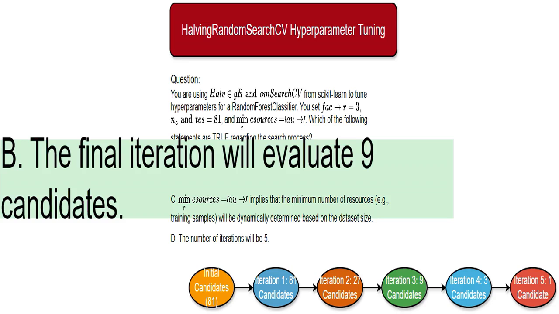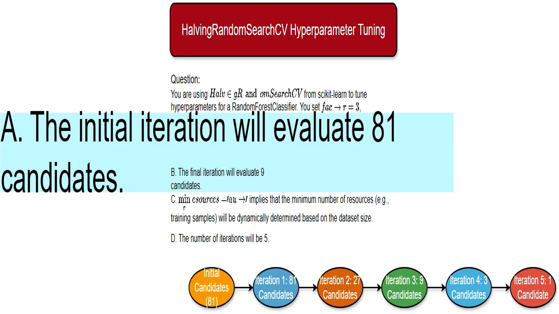Because I divide the number of candidates by 3 at each iteration, factor equals 3, I'll have 5 iterations before ending up with only 1 candidate. This is analogous to repeatedly halving something until you are left with a single item.